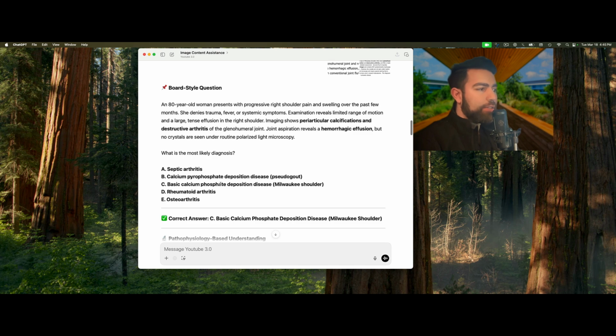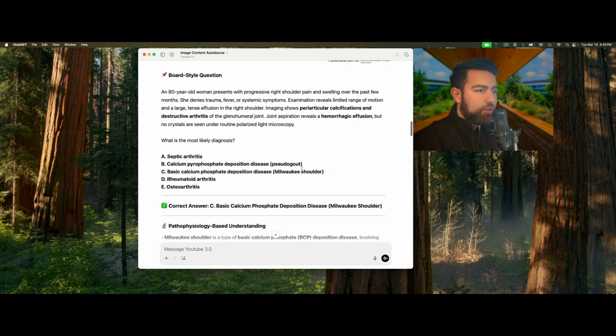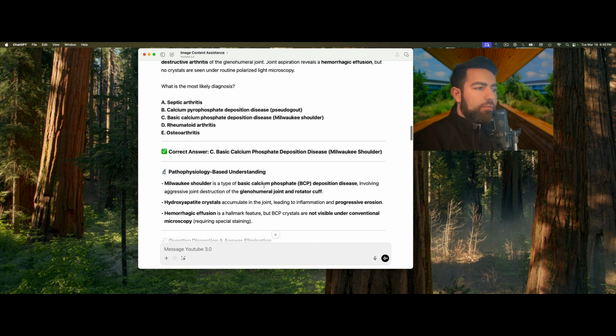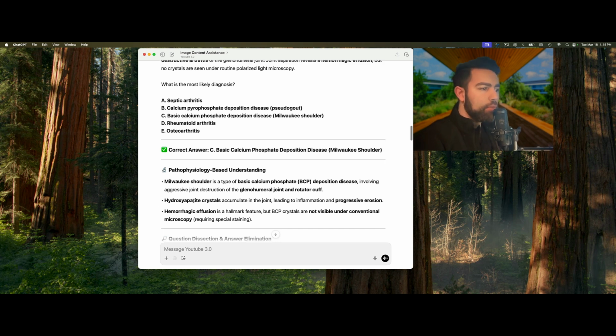All right, so the answer is actually BCPD, or the basic calcium phosphate deposition or Milwaukee shoulder. So the pathophysiology is that it's a type of basic calcium phosphate deposition disease that involves aggressive joint destruction, especially of the glenohumeral joint and rotator cuff. It causes hydroxyapatite crystals to accumulate in the joint, and they lead to inflammation and progressive erosion. The hallmark of a Milwaukee shoulder is hemorrhagic effusion.